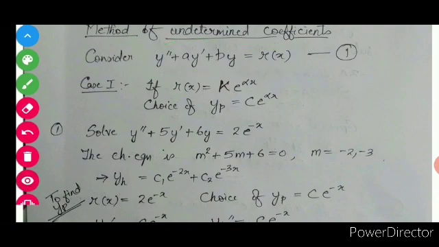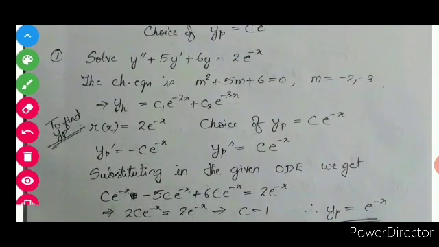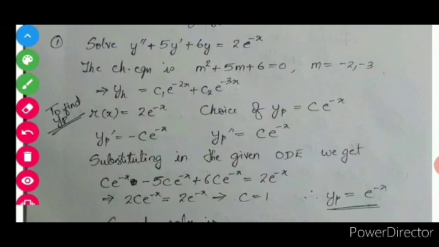Okay, the problem here is y double dash plus 5 into y dash plus 6y equal to 2 e raised to minus x. Now, as I told you, the solution of such an equation has two parts. One is yh and one is yp. How to find yh is just take this right hand side to be equal to 0 and solve it. Suppose the right hand side is equal to 0, then how do you solve it? You have to first write the characteristic equation.